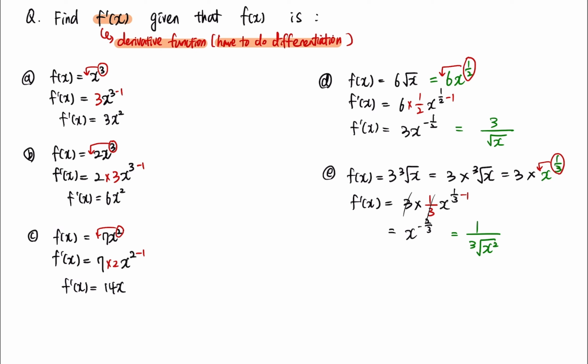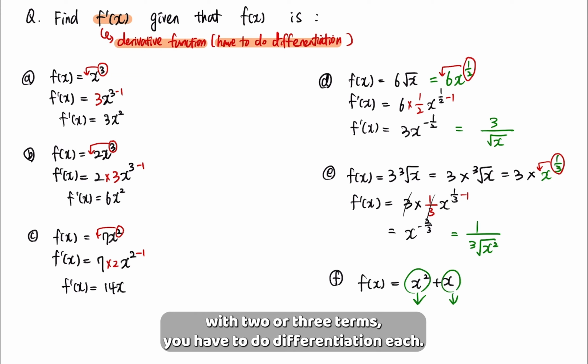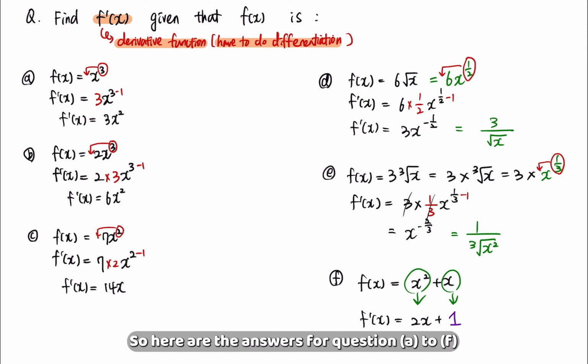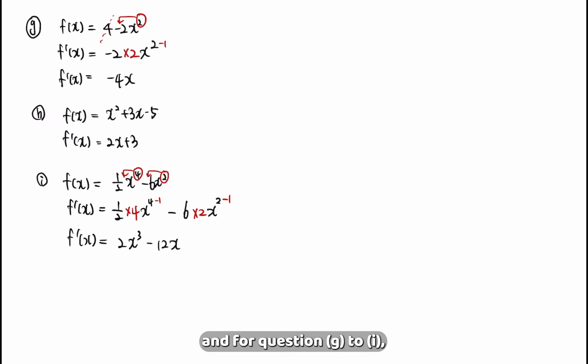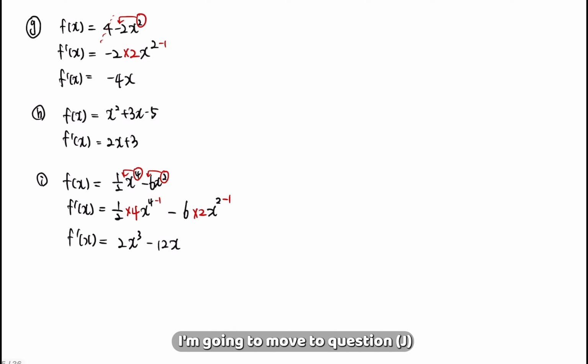For question F, f(x) is x to the power of 2 plus x. You have to remember that when you differentiate functions with 2 or 3 terms, you have to differentiate each term. So for here, the answer is 2x plus 1. So here are the answers for A to F. And for questions G to I, it's very similar to question F, so check out the answers here. And I'm going to move to question J now.